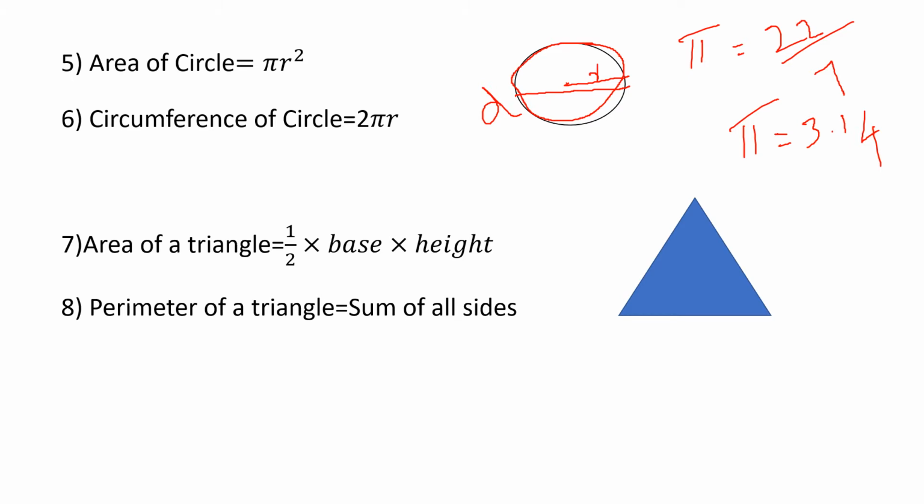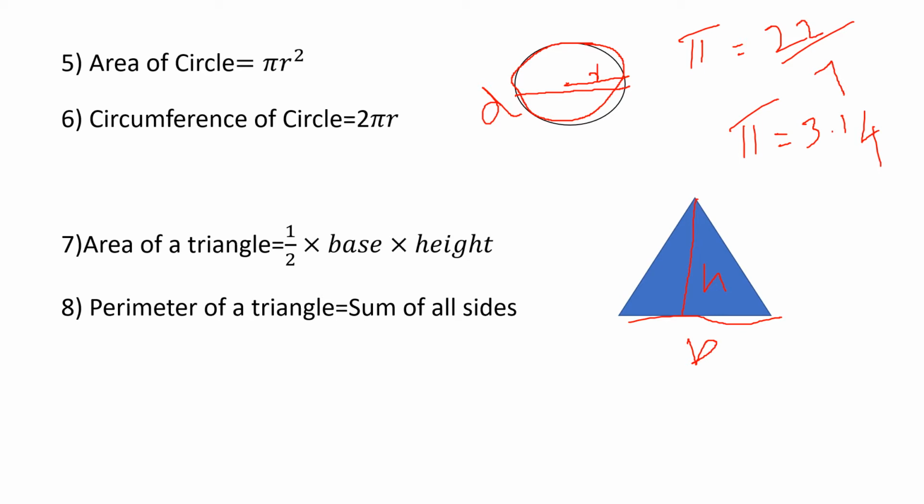Next one, area of a triangle. This is the base, and this is the height. So half into base into height. Area of a triangle, what is the formula? Half into base into height.